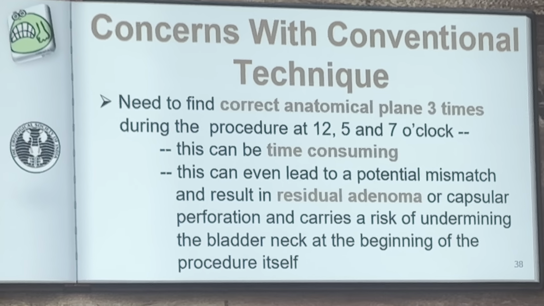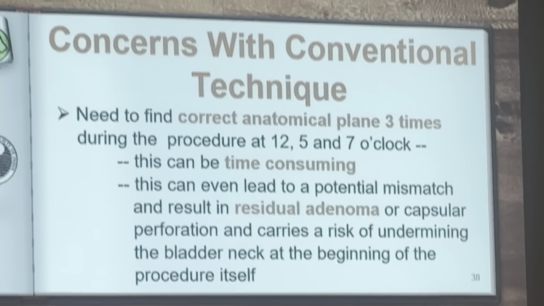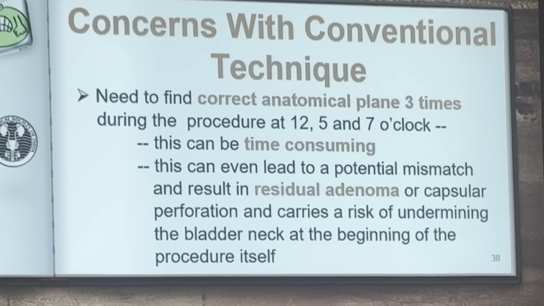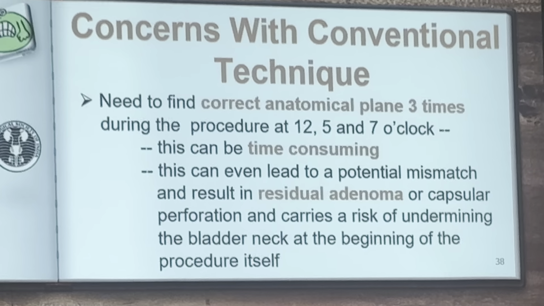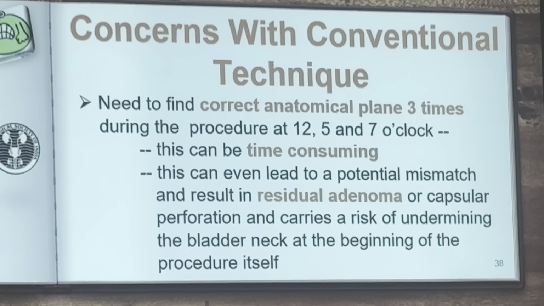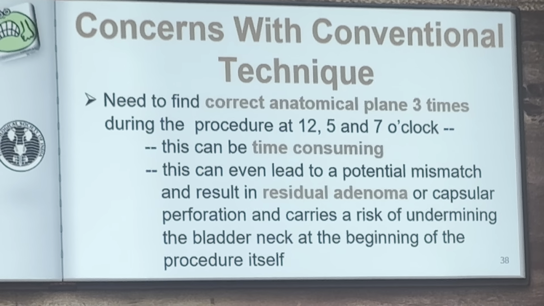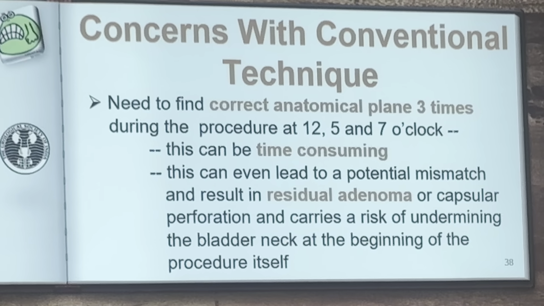So friends, the concern with Peter Gilling's conventional technique was that you have to identify the plane 3 times. First at 5 o'clock, then at 7 o'clock, and then at 12 o'clock. So you have to make 3 incisions. And mind well, holmium is not a very good cutting tool. It's a very good dissecting tool. It doesn't cut well, so it takes a lot of time to incise these tissues at 3 levels.